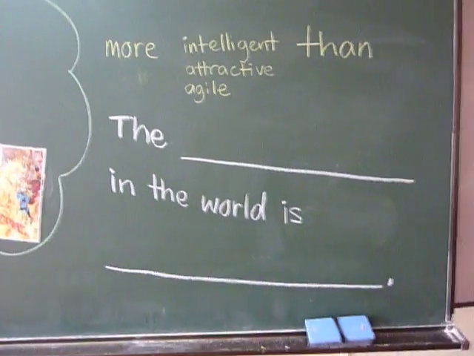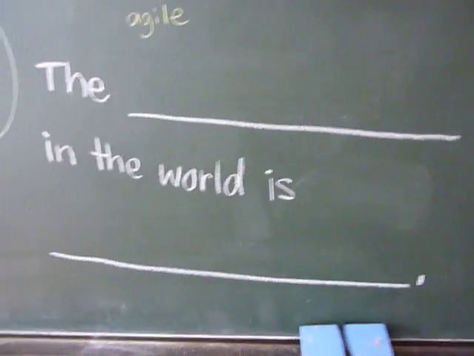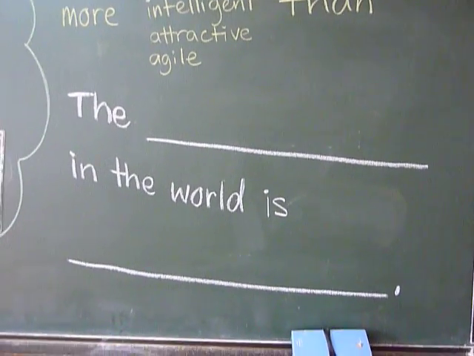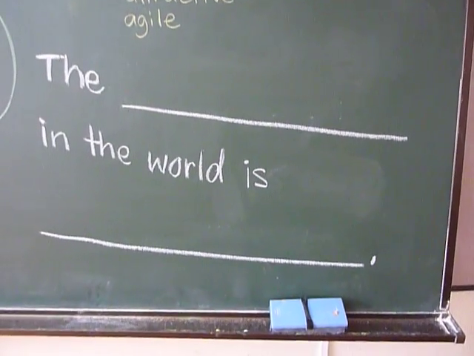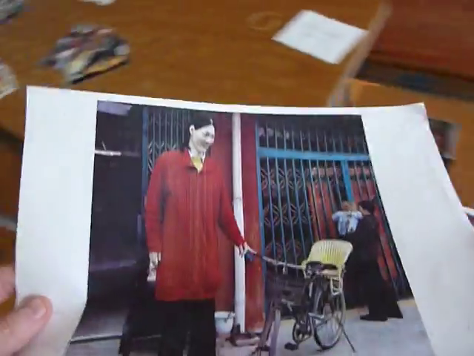Okay. We're also going to be using superlatives today. We're going to be using this basic structure: The ___ in the world is ___. This is how we choose which team gets to attack. We start each round with a quiz question. So I will show the students a picture. For example, this picture.